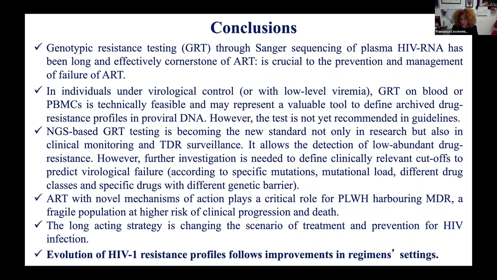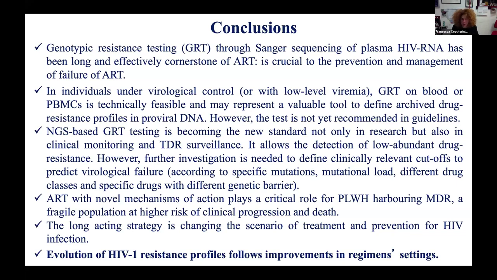based on plasma HIV RNA, and we use this for prevention and management of failure of antiretroviral therapy. In individuals under virological control, or also with low-level viremia, GRT on blood or PBMC, so at the HIV DNA level, can be done, is feasible, and can represent a valuable tool. However, the test is not yet recommended in guidelines because we still need to understand the real clinical significance. We know that next generation sequencing based GRT testing is becoming the new standard, not only in research, but also in clinical monitoring and TDR surveillance.